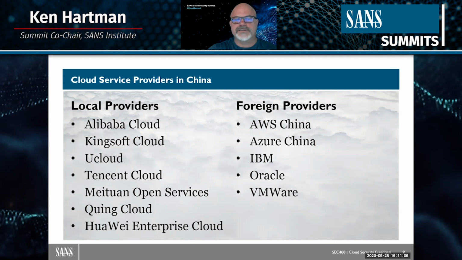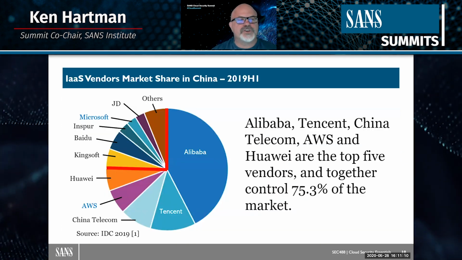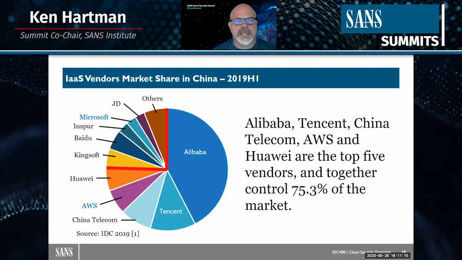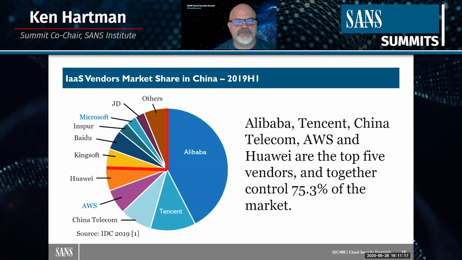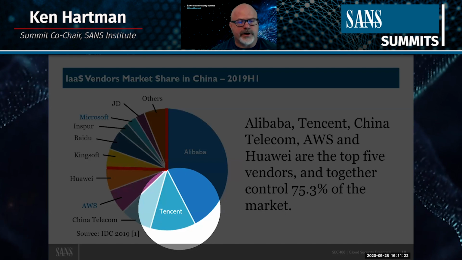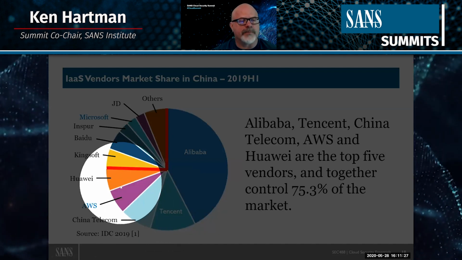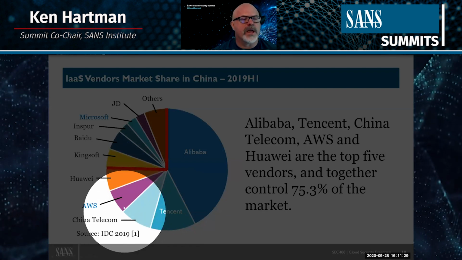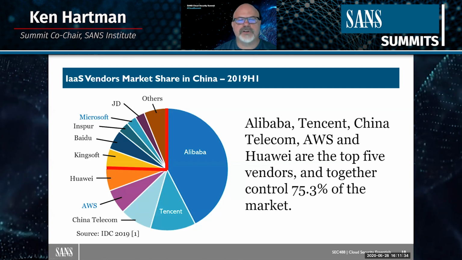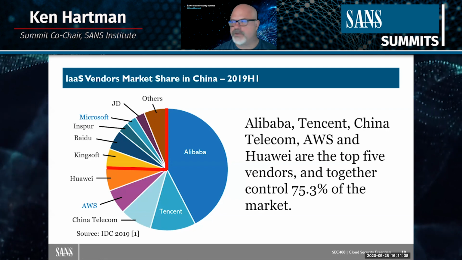Okay, so we're not seeing Google listed here. This slide shows market share for China. What you'll see is that Alibaba has a significant lead over any of their competition. And then the next player is Tencent, followed by China Telecom, AWS, and Huawei. And this is 2019 numbers coming from IDC. What is interesting is that the top 5 cloud service providers control 75% of the market in China.